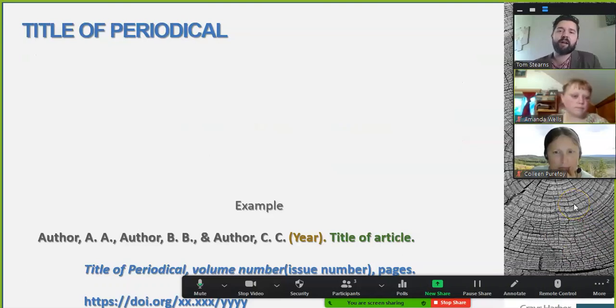All right, title of the periodical. That term periodical, you may have heard that before, but if not, it means any publication that comes out on a periodic basis over a certain period of time. For example, a newspaper could be a daily periodical or a weekly periodical. Most journals are either monthly periodicals or seasonal periodicals. There might be 12 issues in a year, or there might be 4 issues in a year if it's seasonal.